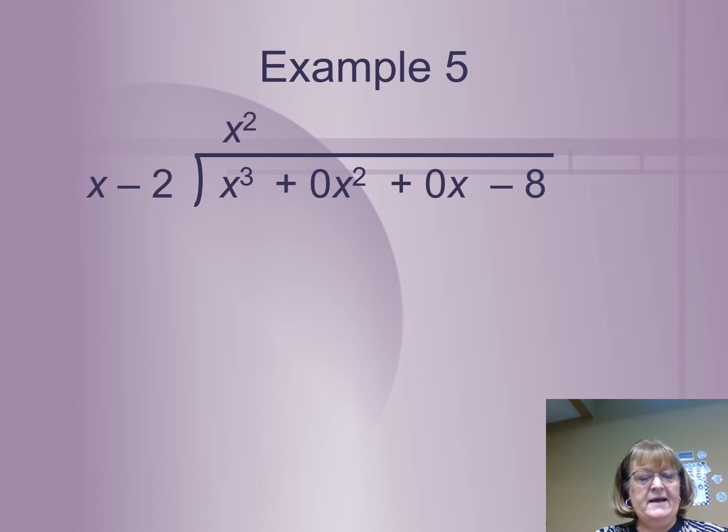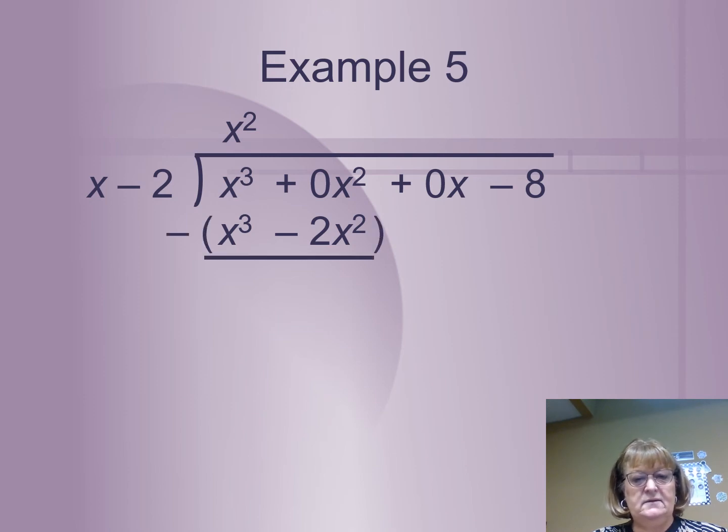x cubed divided by x is x squared. Now we're going to multiply. x squared times -2 is -2x squared, and then x squared times x is x cubed. Subtract. Notice a minus a -2x is plus x. Bring down the plus 0x. That's a placeholder. You've got to have it.